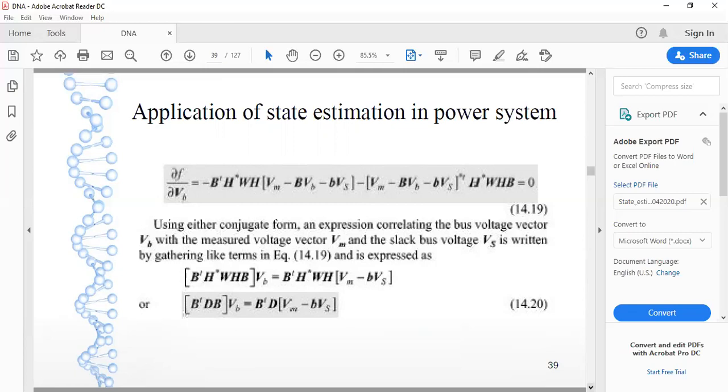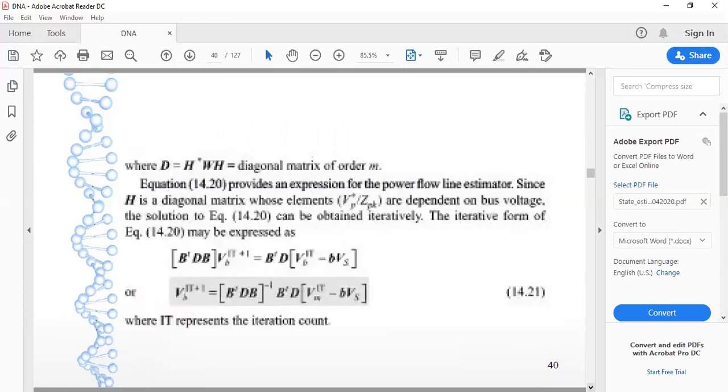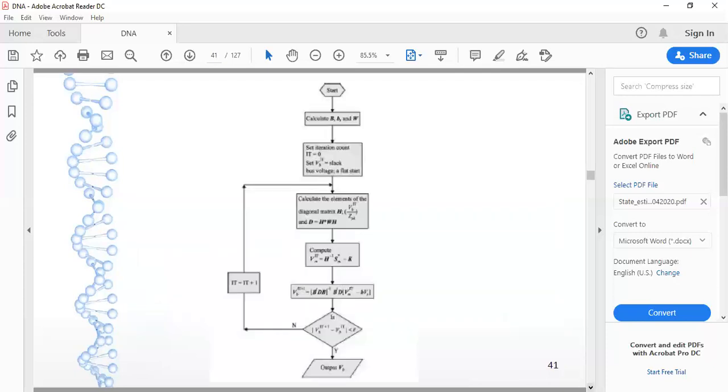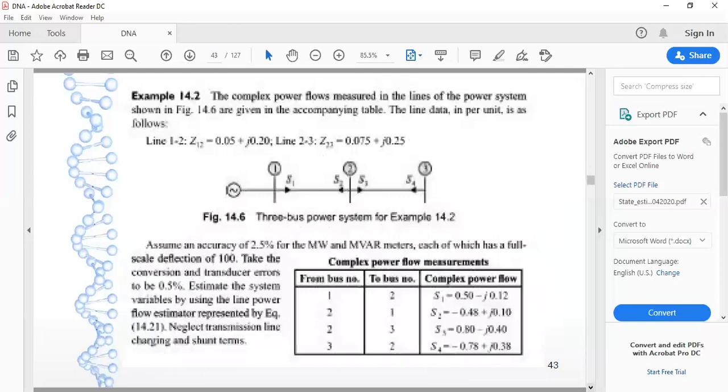Now see, in order to clarify that concept, let us discuss one numerical based on this. Afterwards, we will discuss the algorithm and iteration count also. But first, after discussing this formula, let us discuss a numerical, because when we discuss the numericals, we can easily get the idea. So this is our numerical.